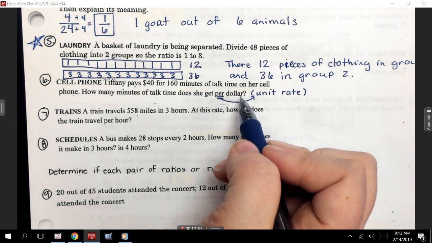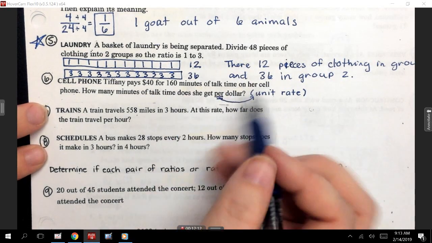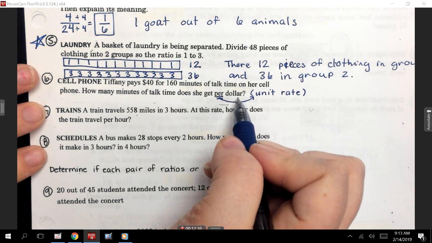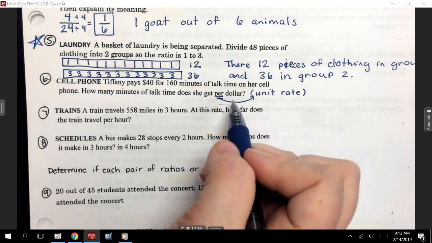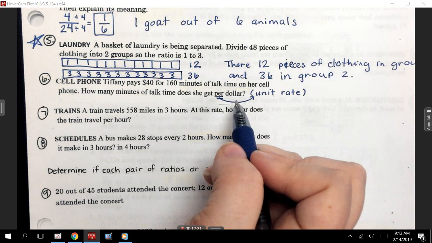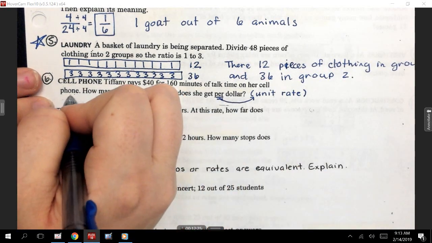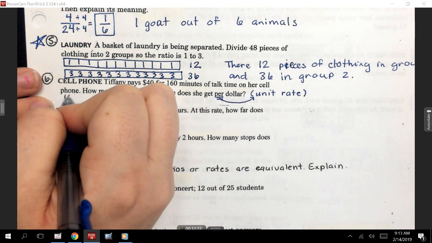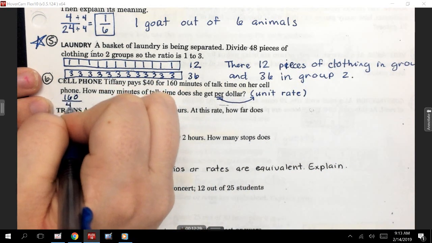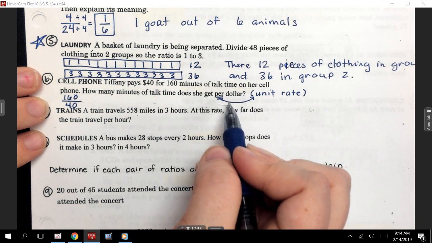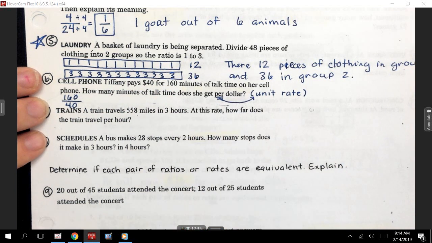Money, you're thinking money, Chandler. Money is usually in the top. But if this says per dollar, where's my money going to have to be here? On the bottom. Remember I told you like 99% of the time money goes on top. Here's an example of when it doesn't. Okay? So I'm going to put my 160 on the top and 40 on the bottom because it said per dollar, and I need my 1 on the bottom. Are we okay with that?